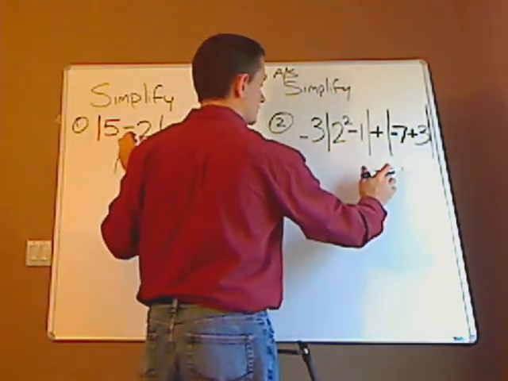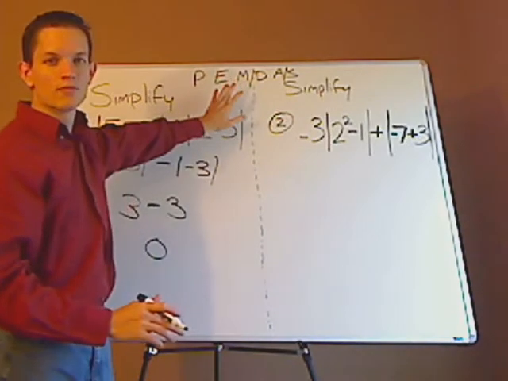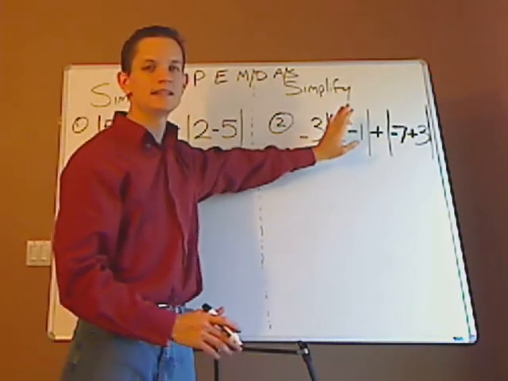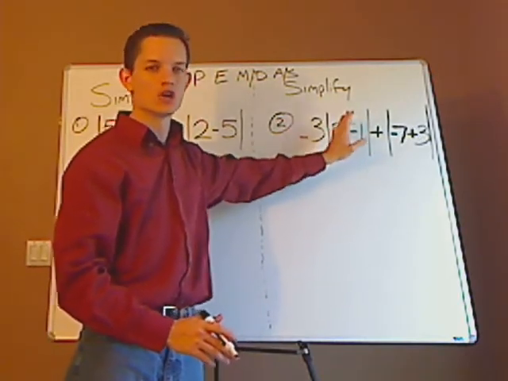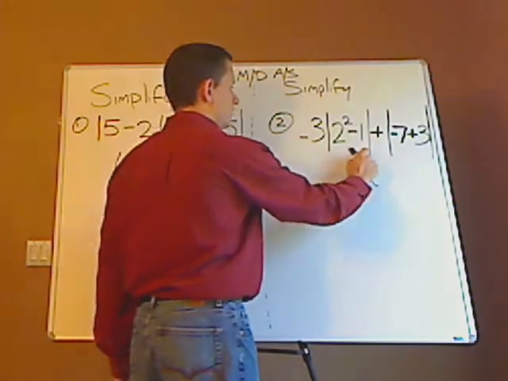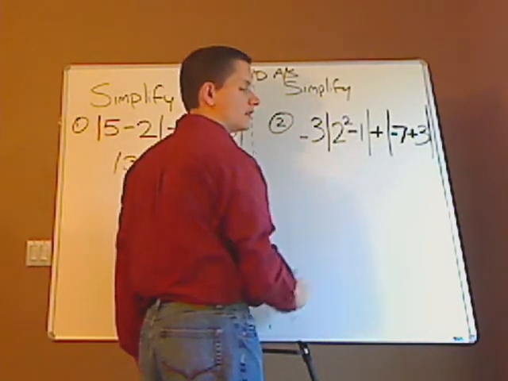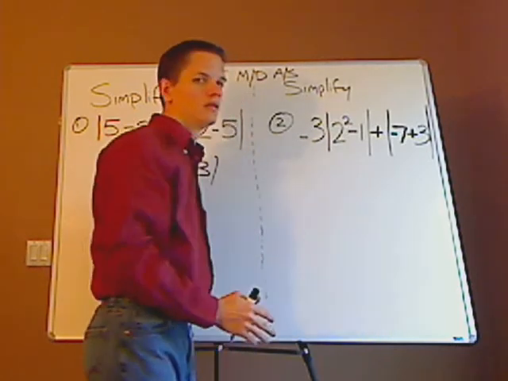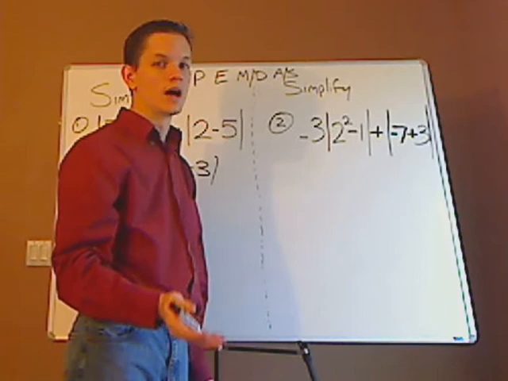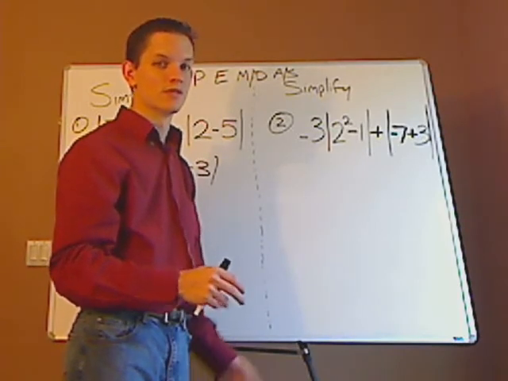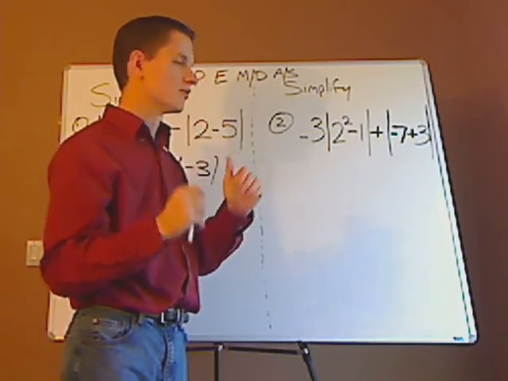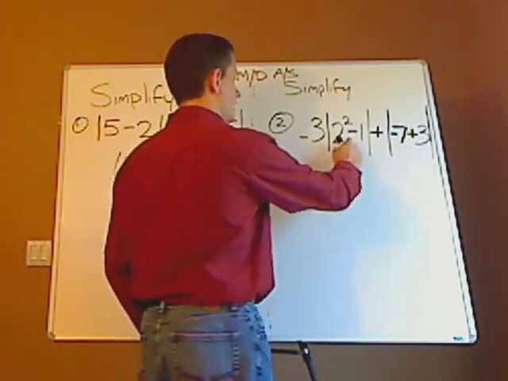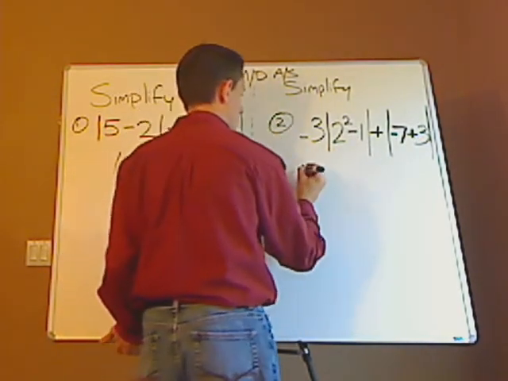Now let's look at this. Order of operations states that you have to do parentheses first. So you do what's inside the absolute value bars first. Alright, so you have the absolute value of 2 squared minus 1. What are you going to do first? Order of operations tells you to do the exponents first inside the parentheses. So what's 2 squared? 4. And what's 4 minus 1? 3. Let's bring that down.